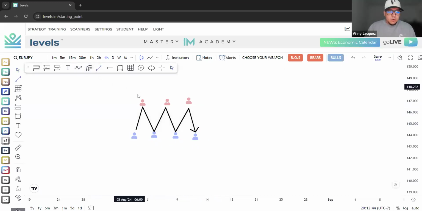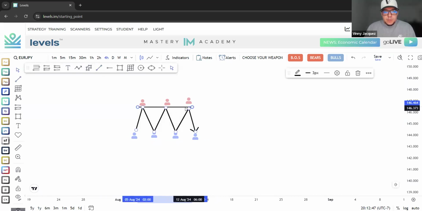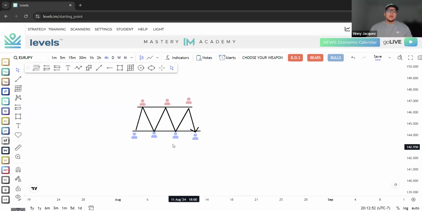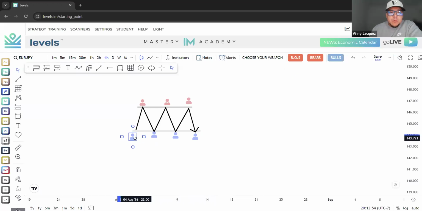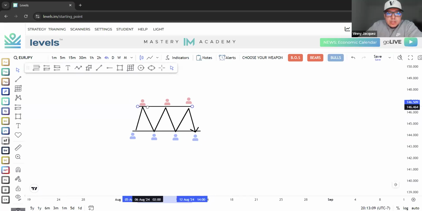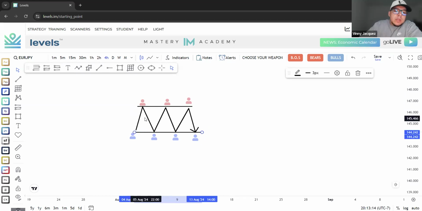So when you see this, most people will mark it up something like this. That's my resistance, and this is my support. But this is what you've got to think about. People are trading inside of that. We aren't, as levels traders and smart money traders. We aren't trading inside of here. Other people are trading inside of here. And as other people are trading, they're trading within this zone right here, within this resistance and this support. And when they're trading within that zone, that's called consolidation and liquidity.